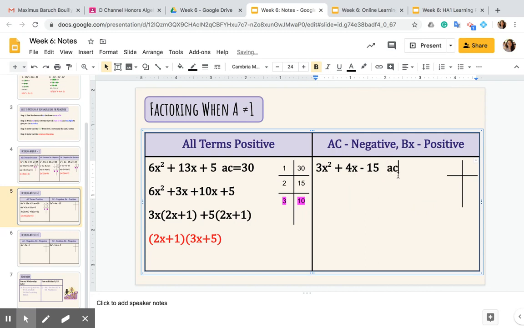Let's try another one. My AC value here, I'm going to get 3 times negative 15. I'm going to double check my mental math with a calculator. I think it's 75. Nope, 45.